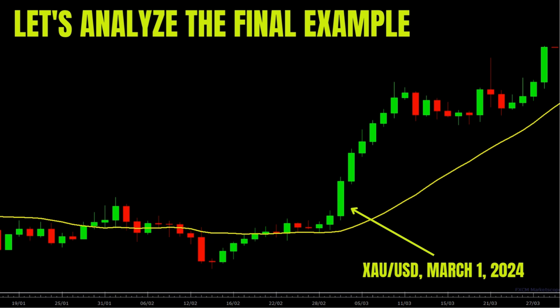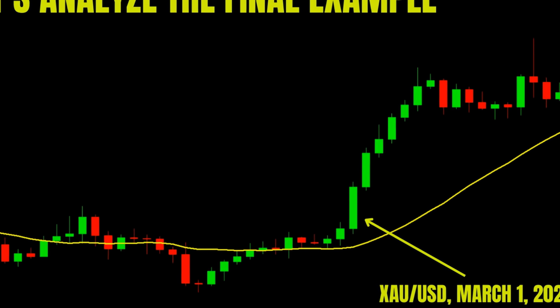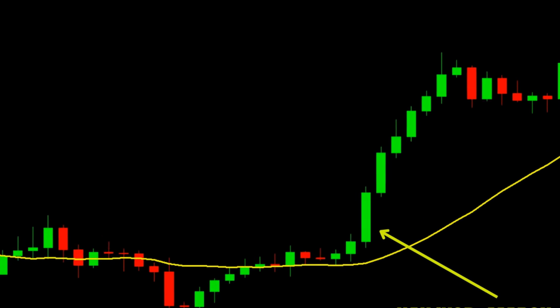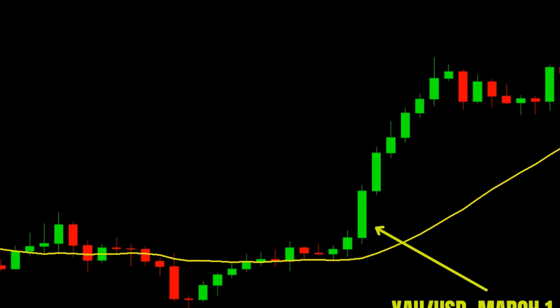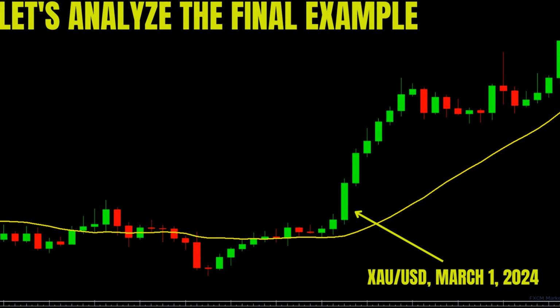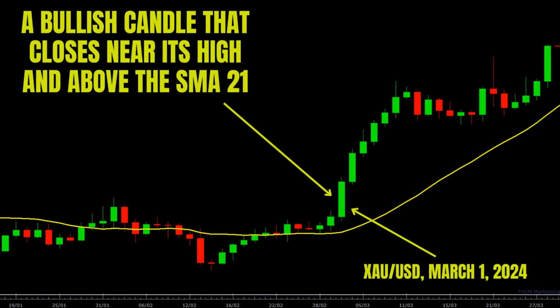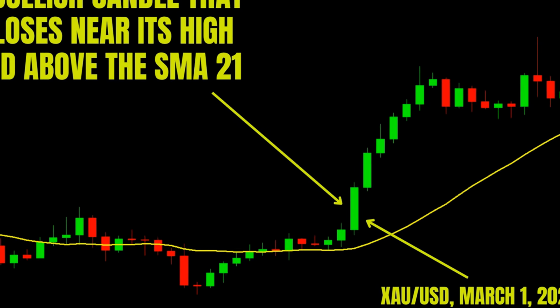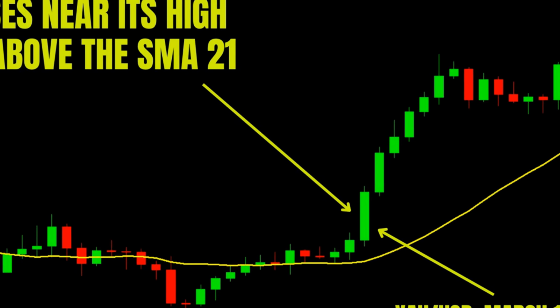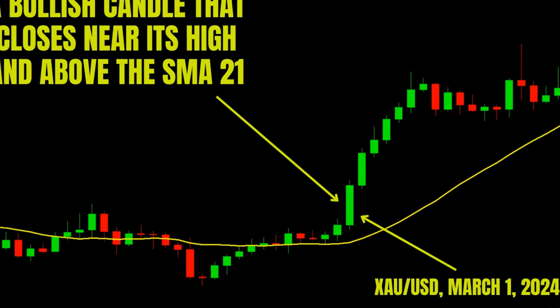Let's analyze our final example to understand the true power of this strategy. We are looking at the XAUUSD chart on March 1st, 2024. The market had been consolidating sideways, and now we check for our breakout signal. We quickly confirm Rule 2 and the optional filter. We have a large, bullish candle closing near its high, and it closed above the SMA 21. This confirms that the market has regained its bullish momentum after the consolidation phase.